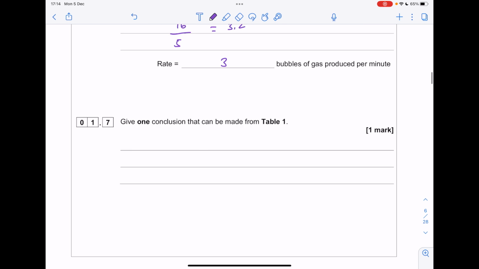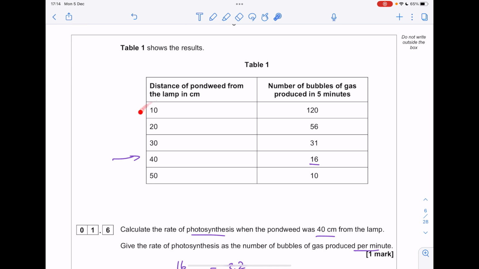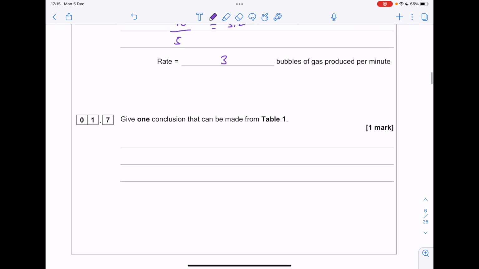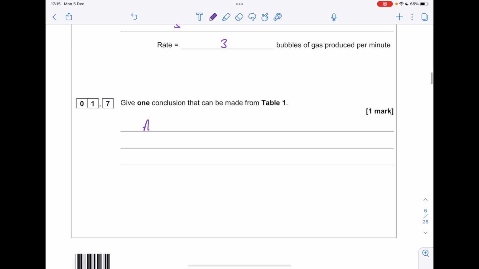Give one conclusion that can be made from table 1. As the light intensity decreases, so this is low light intensity at this end, it's high up here because the lamp's close to the pondweed. You can see that as the light intensity decreases, the number of bubbles of gas produced decreases, i.e. the rate of photosynthesis decreases. So this is when you talk about the science.